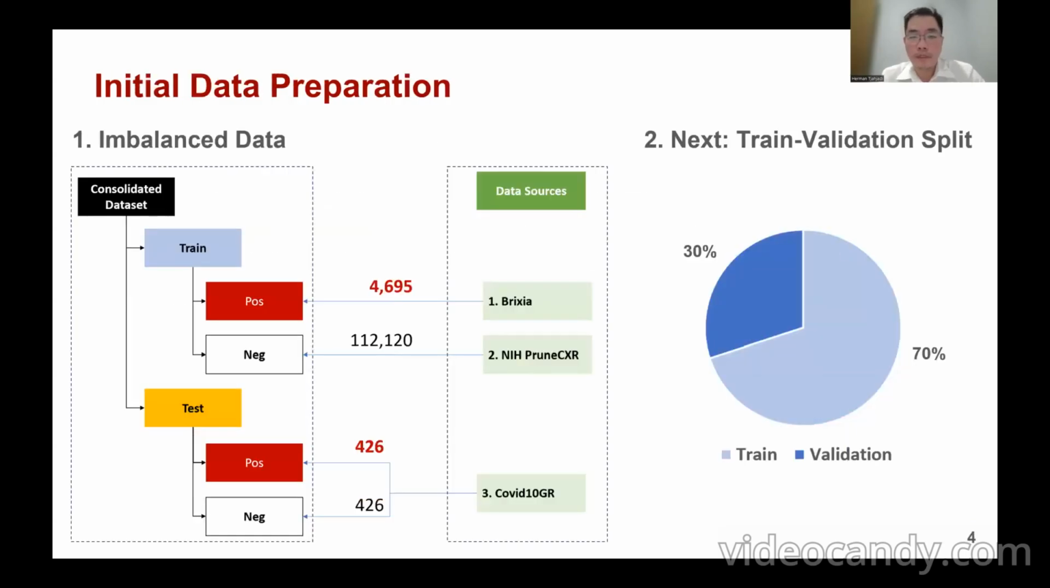So we have 3 data sources. First is Brixia, NIH, and COVID-19GR. Basically, we have an imbalanced data set, as the positive cases are around 4,700 X-ray images, while the negative cases are around 100,000 X-ray images. With that, I will transfer to Jinyu to talk about data preprocessing and EDA visualization.